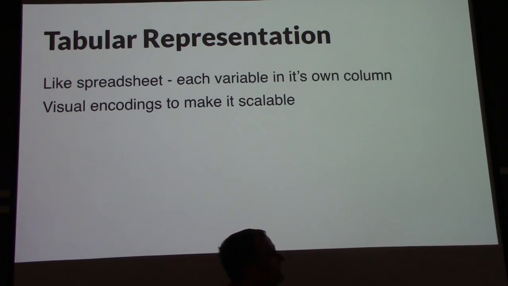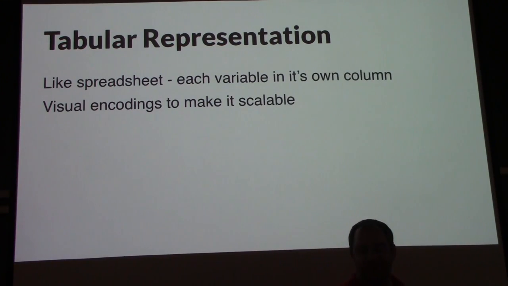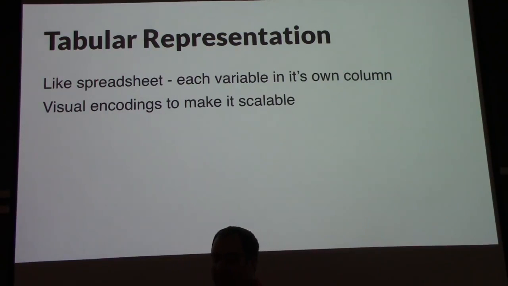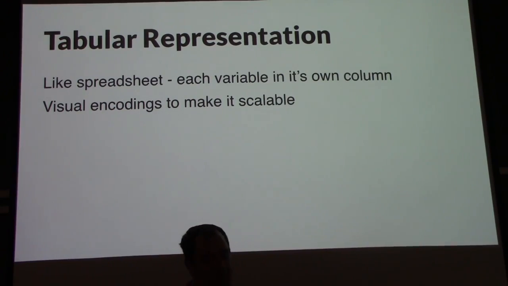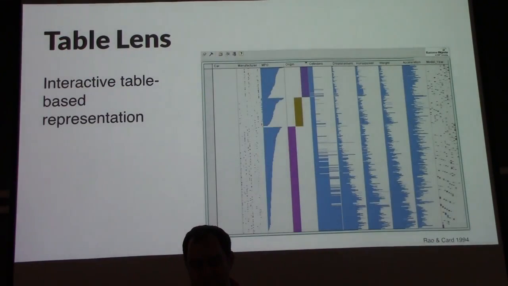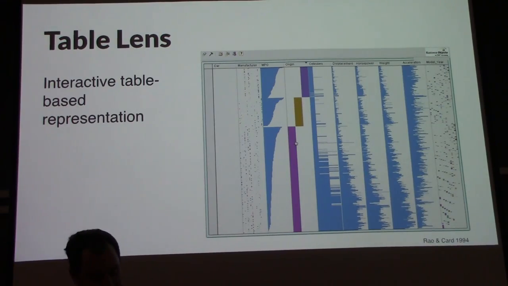The first thing is a very simple tabular representation. Essentially, take the table itself, like a spreadsheet, and have each variable be its own column, and then use visual encodings to make it scalable. There's a nice historical example, the table lens, and I wanted to show you a video.